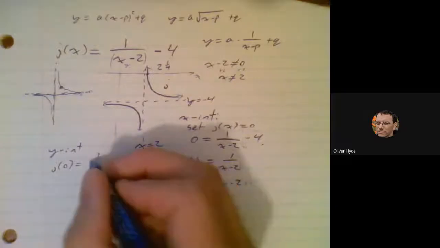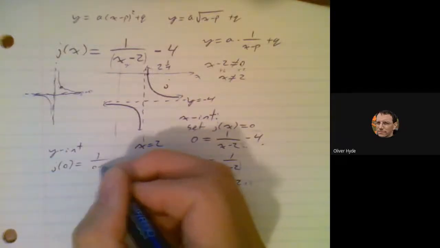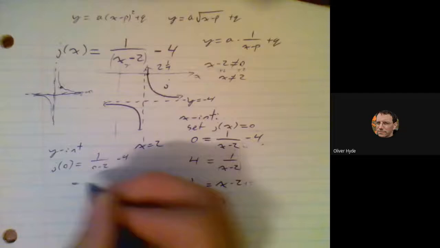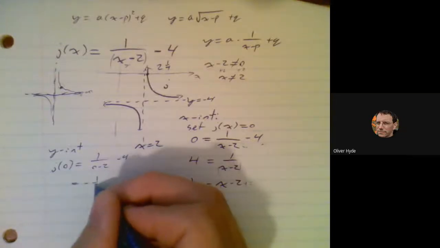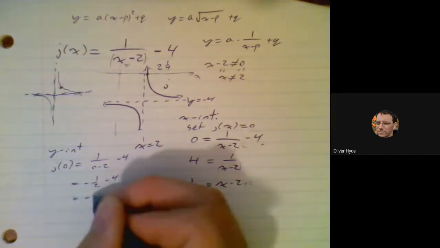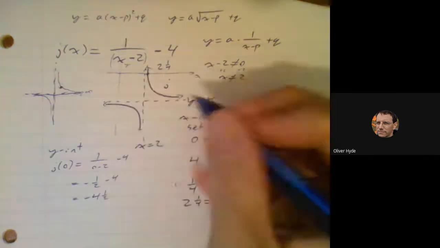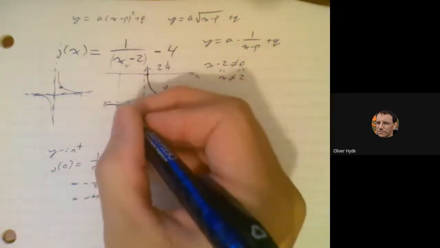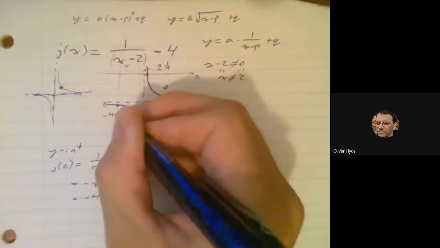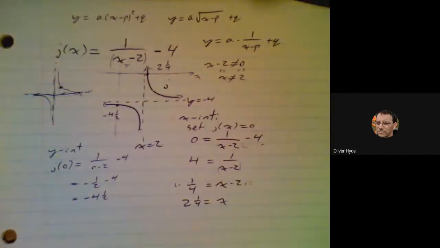j of 0 is going to be the reciprocal of 0 minus 2, minus 4. That's going to be negative 1/2 minus 4. How about negative 4 and 1/2? Here's the horizontal asymptote, y equals negative 4. There's negative 4 and 1/2 for you. Okay. This is me showing you what you could do, not saying that you would want to on any given question.